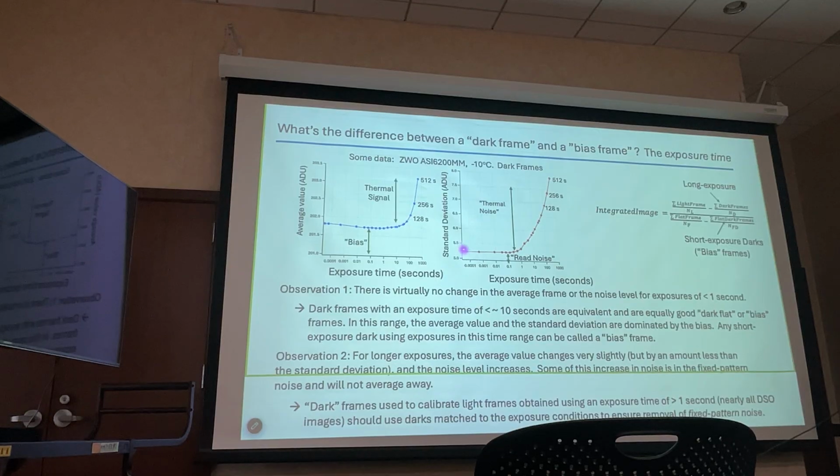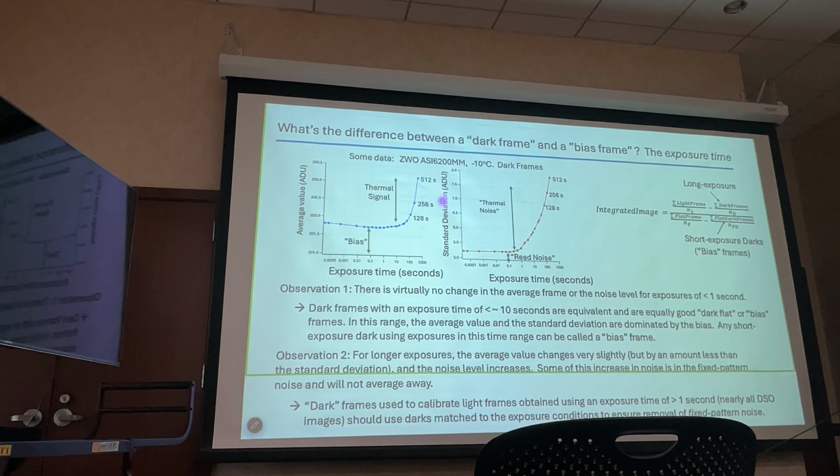This is about 5.2, and this is about 7.8. So even at 512 seconds, the read noise is actually still bigger than the thermal noise. Okay? Wait, Bob, isn't it the other way around? No, 5.2, I mean, going from 5.2 up to about 8, I have an increase of about 2.5.